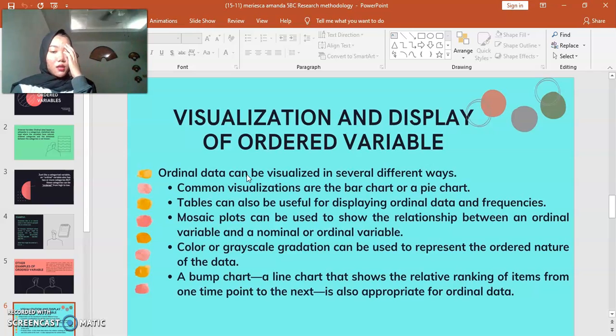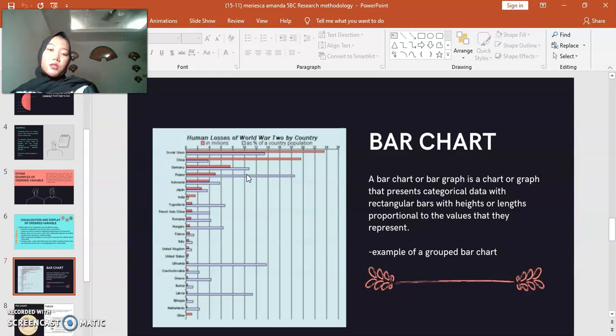After we discuss the ordinal variables, now I have the visualizations and display of ordinal variables themselves. So we have bar chart, pie chart, table chart, mosaic, color or grayscale, and bar chart. So the first one is bar chart.